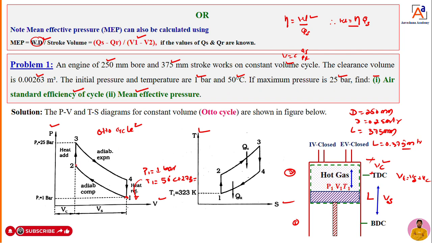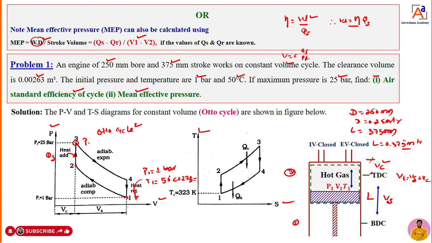Next, when it reaches adiabatic compression, at that moment we are going to add the heat. Actually, we are going to supply heat. That heat addition may be QS or QA. When you add heat, the pressure of the gas increases to maximum. That means what?